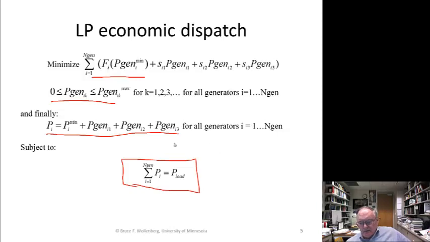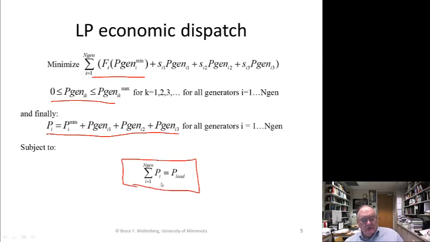Here, the top one is the cost. This is the cost, and this is a set of inequalities. That's just the range of the variables. And then there's a set of equality constraints that tells you how much each PI is as a function of each segment generation.